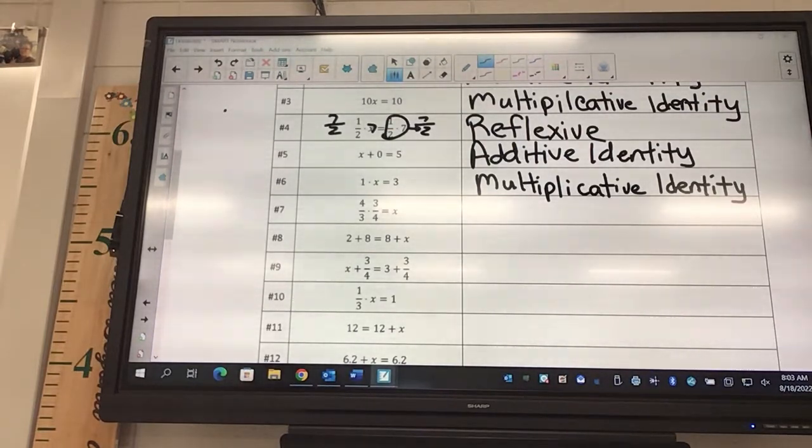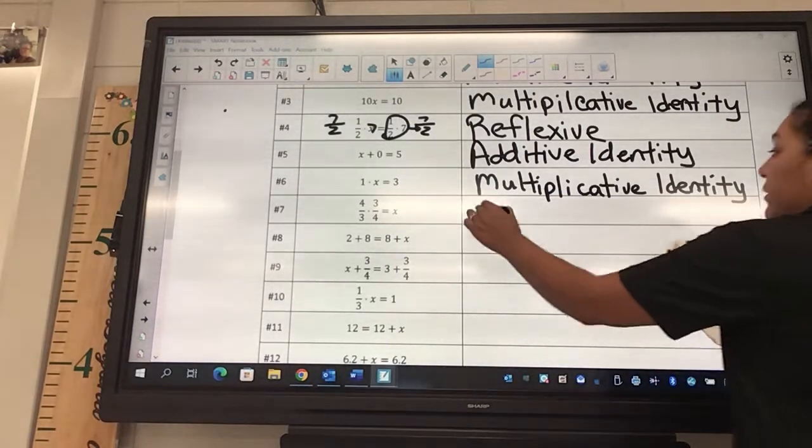Okay, 4/3 times 3/4 equals what? So we talked about what happens when that fraction is flipped. It's going to equal 1. What property is that? Yep, the multiplicative inverse.